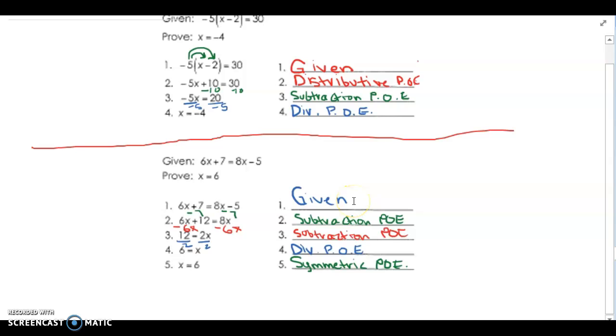All right, on the second proof here, we always start with what's given, comes straight from up top here. And then we subtract 7 from both sides of the equation, which is just the subtraction property of equality. Now, we subtracted 6x from both sides of the equation on number 2, so once again, that's a subtraction property of equality. So from step 3 to step 4, all we did is divided both sides by 2, so the division property of equality. And then I'm left with 6 equals x. I flip it around to x equals 6, which is just the symmetric property of equality.